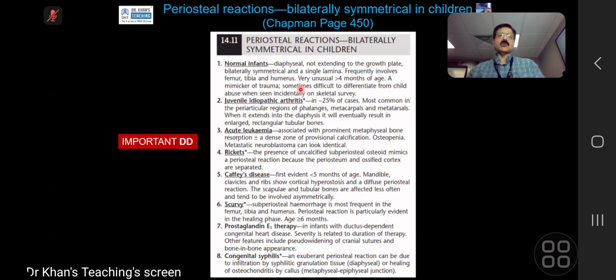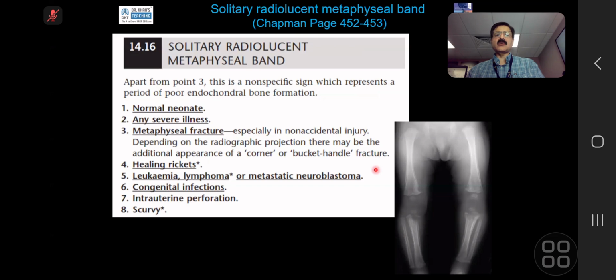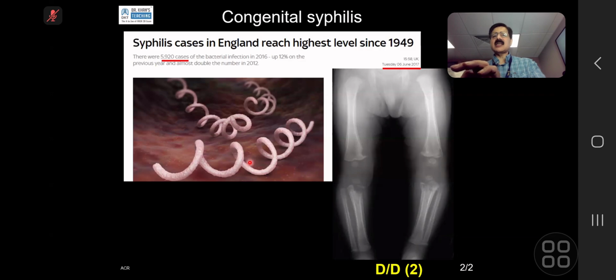There is another differential diagnosis, which is radiolucent band, which can be metaphyseal band, and congenital infection is one of them. This case is a case of congenital syphilis, and it's a pathognomonic finding. Pathognomonic is the word. It's classical. There can be no differential diagnosis. Why can there be no differential diagnosis? Now, if you see here, there is bilateral erosions of the upper tibial metaphysis. Bilateral erosions are pathognomonic for congenital syphilis.